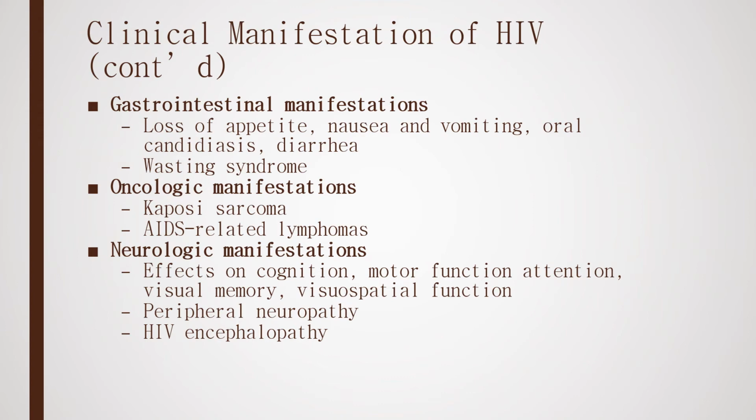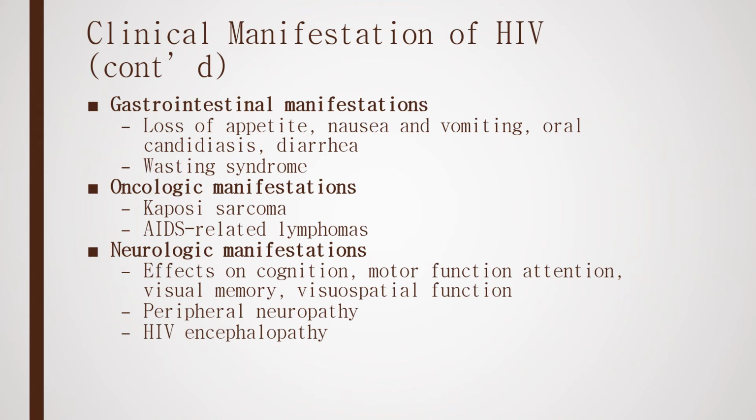The other disorder is oncologic manifestations, which are those seen with HIV or AIDS. Patients with AIDS are at higher risk for developing certain cancers. This includes Kaposi sarcoma, lymphoma, and invasive cervical cancer. KS and lymphoma are discussed later in our lecture, but cervical carcinoma is described in the gynecological manifestation section that you will learn in the next semester.